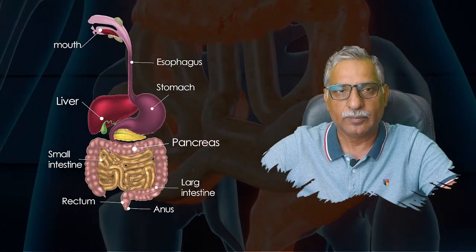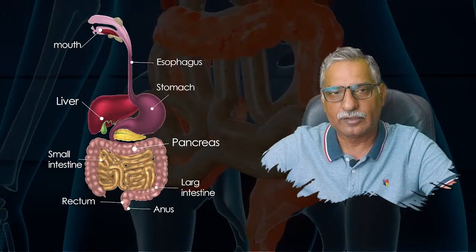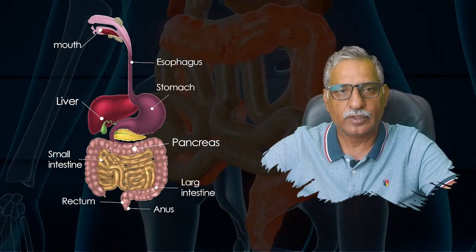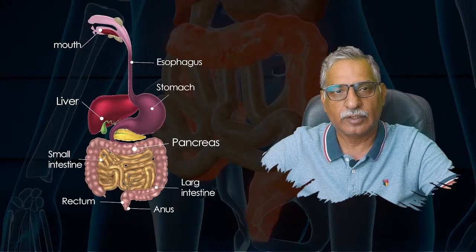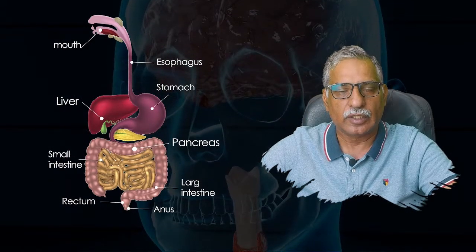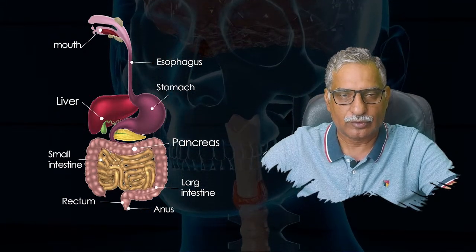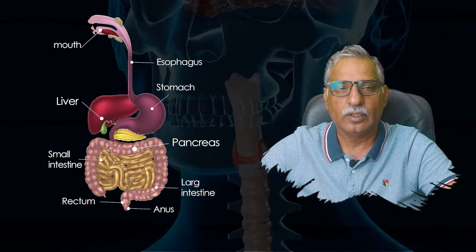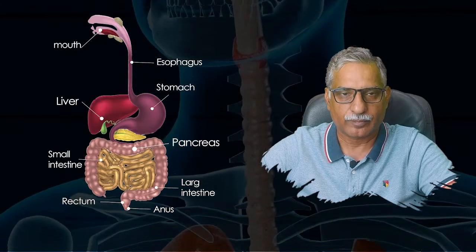Rather, they produce and release secretions into the small intestine, and these secretions either help the food digestion process to complete and take place effectively, or they contain enzymes that are directly involved in the process of digestion. So we can call them supporting digestive organs, or organs that support the process of digestion.